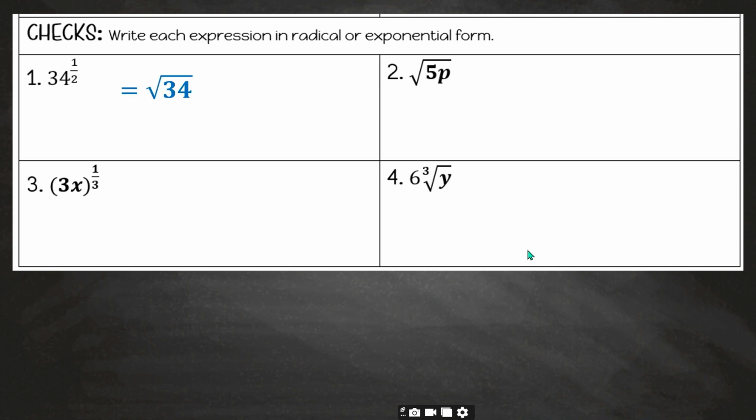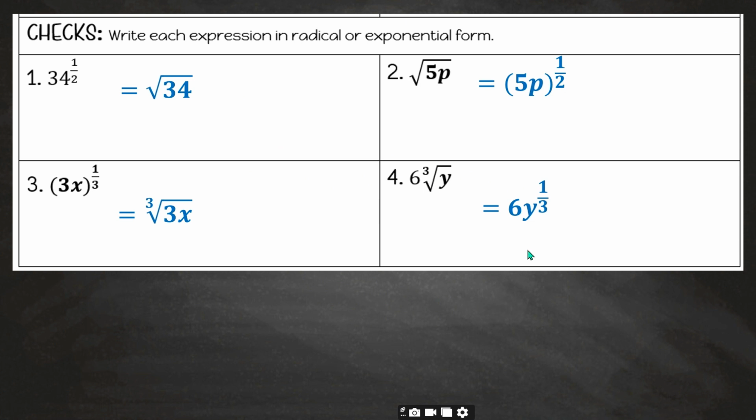34 to the 1/2 becomes the square root of 34. The square root of 5p becomes 5p in parentheses to the 1/2 power. 3x to the 1/3 power in parentheses becomes the 3rd root of 3x. And 6 3rd root of y becomes 6y to the 1/3 power.